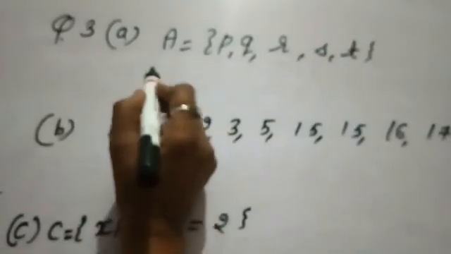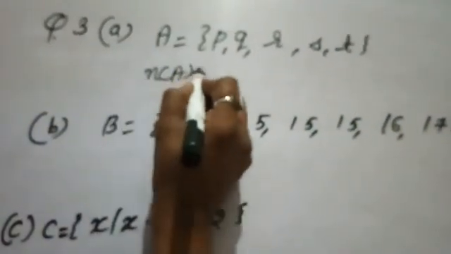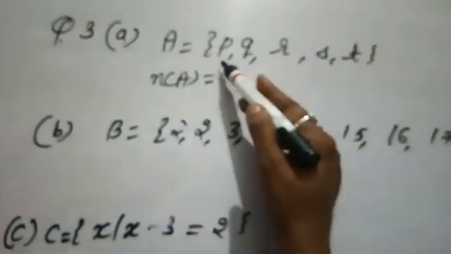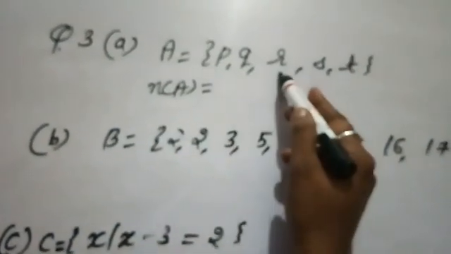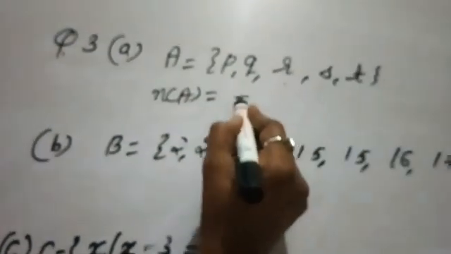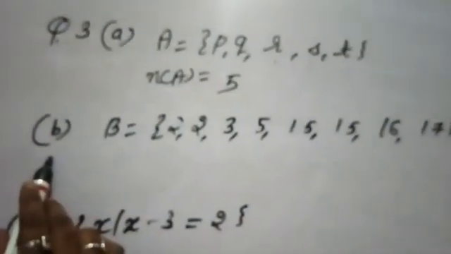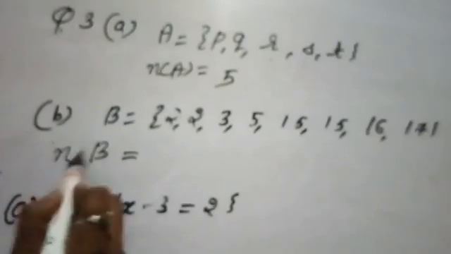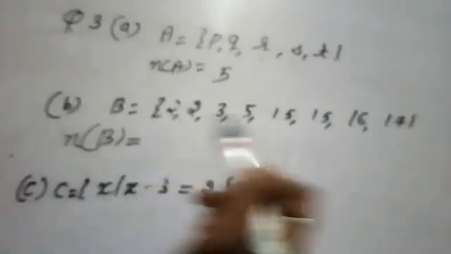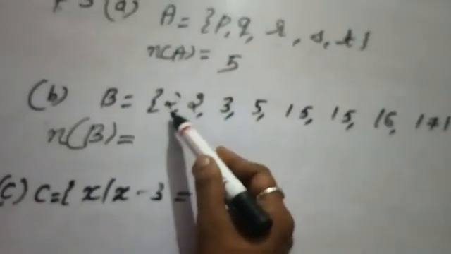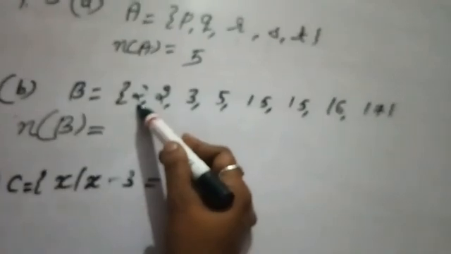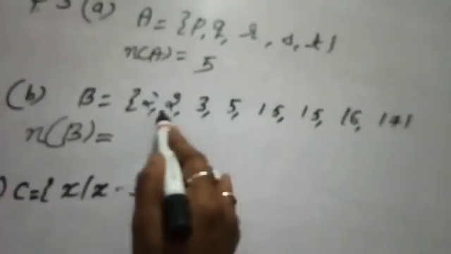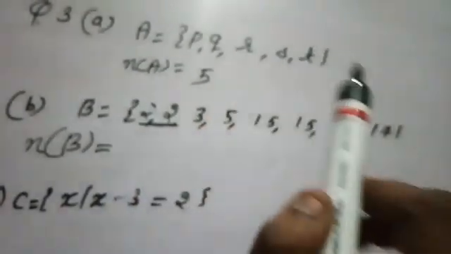So the cardinal number of set A, the number of elements in set A, how many are there? 1, 2, 3, 4 and 5. Now come to the B part. So the number of elements in set B. When we go through the set B, there are repetitions of elements. So a repeated element we will write only a single time. Here 2 is repeated, so we will count only one time.